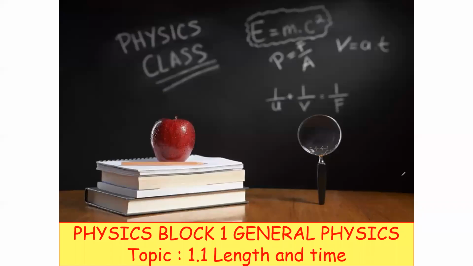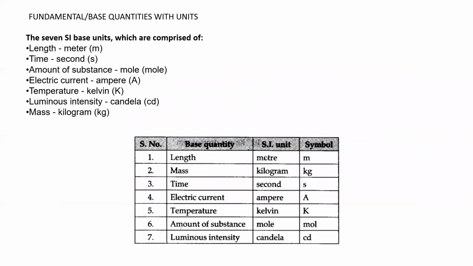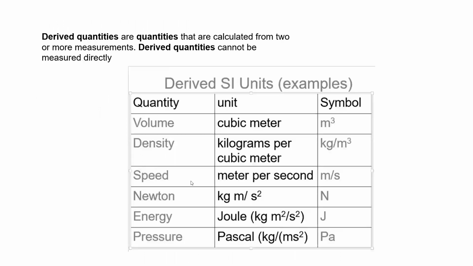So this is topic 1.1, length and time. In the last session, we have already discussed how we can measure the length. We start with a quick revision of the last session. We started with the fundamental or base quantities, which include length, mass, time, electric current, temperature, amount of substance, and luminous intensity. But you have to learn the first 5 of them.